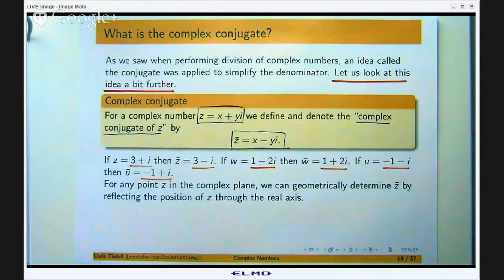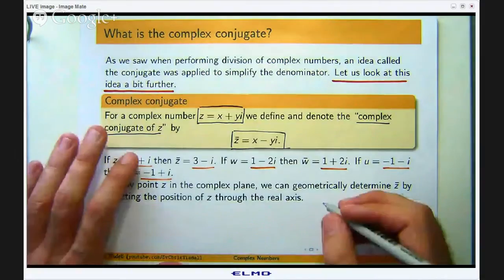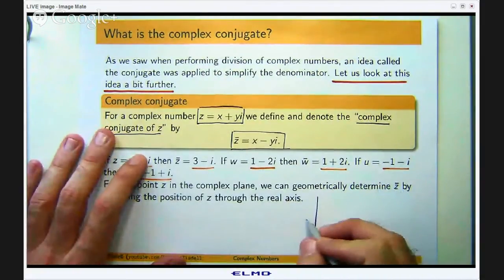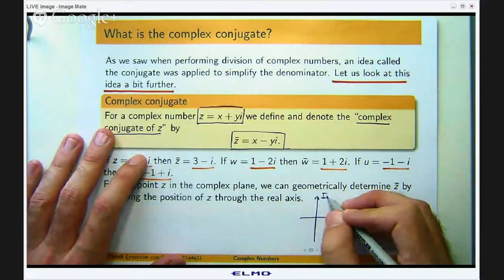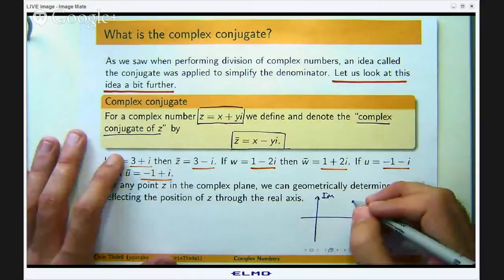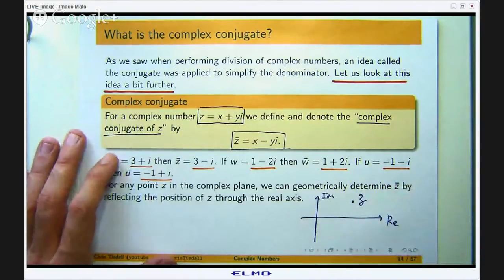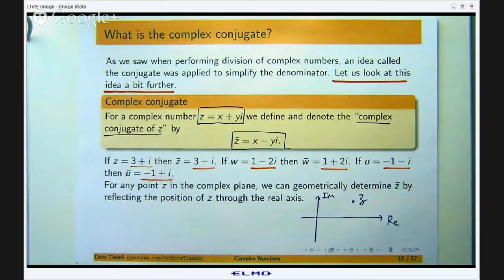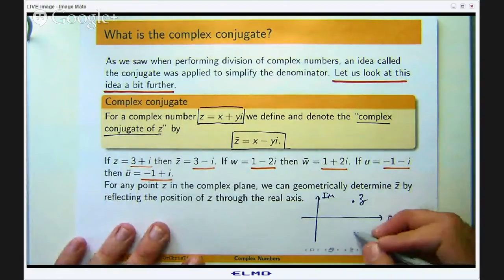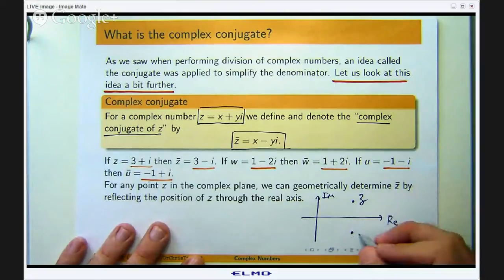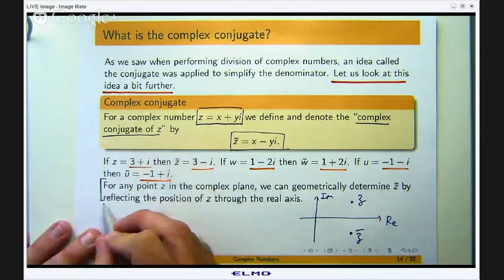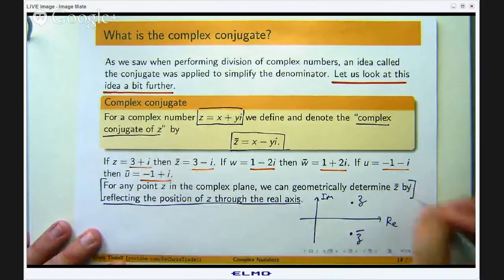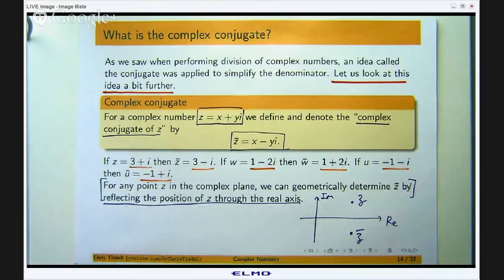Now the conjugate has an easy and simple explanation using geometry. Suppose I'm working in the complex plane here, and let's say this is my complex number z, that's where it's situated. To get to the conjugate, you just reflect in the horizontal real axis. So that'd be your z bar. So that's the kind of relationship between them using geometry.